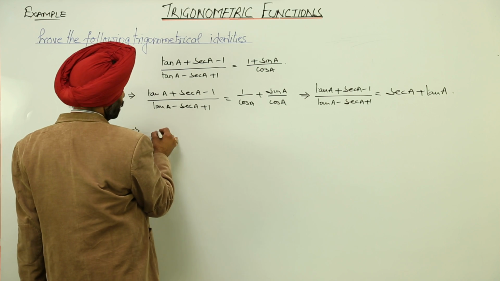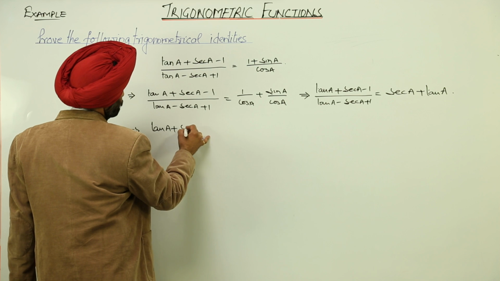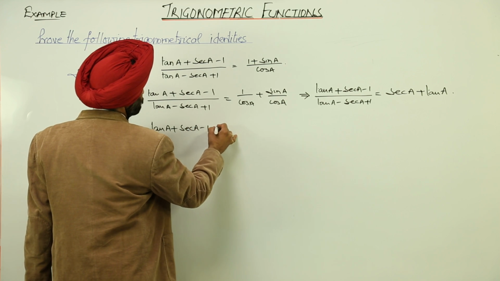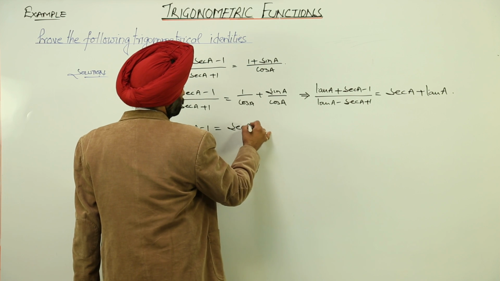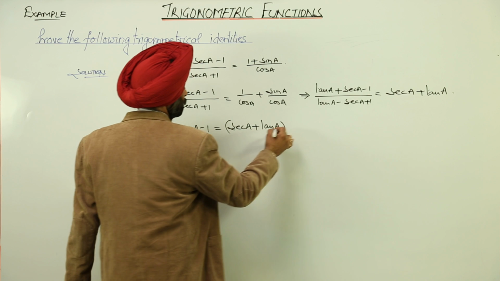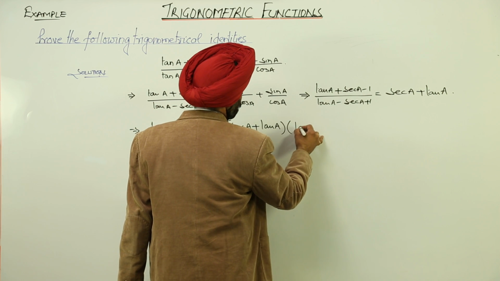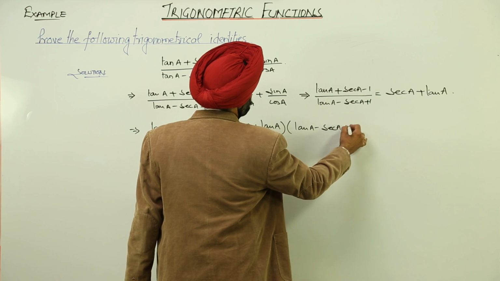By cross multiplying, tan A plus secant A minus 1 is equal to secant A plus tan A with tan A minus secant A plus 1.